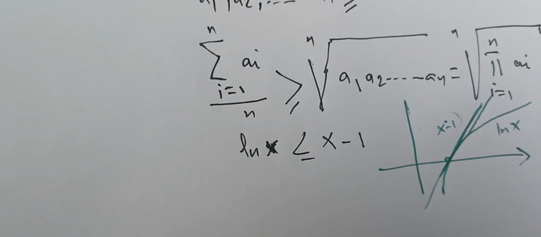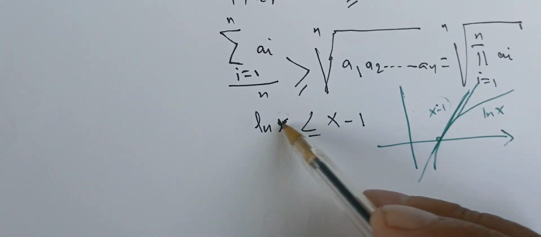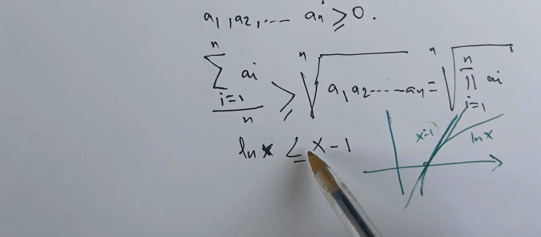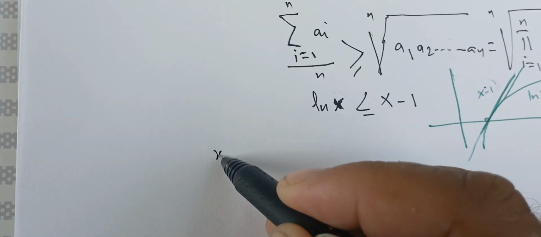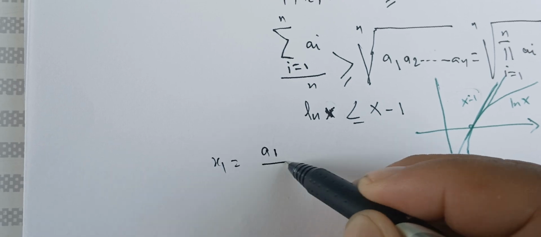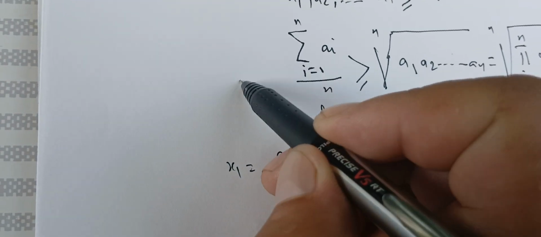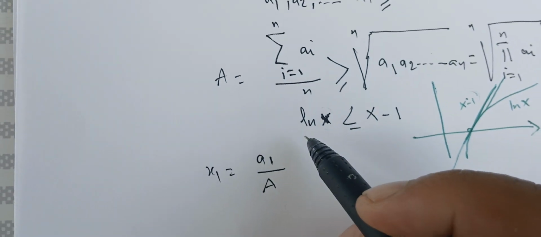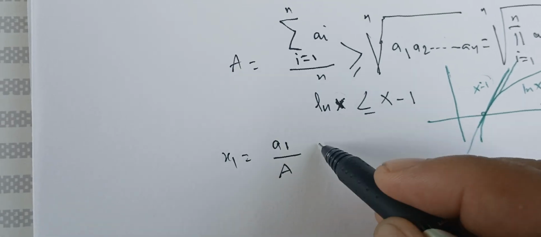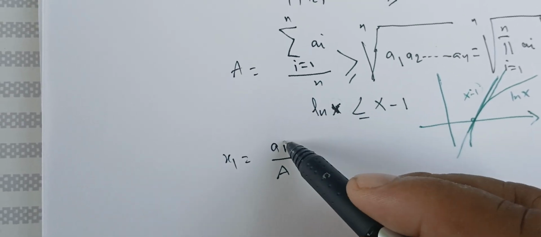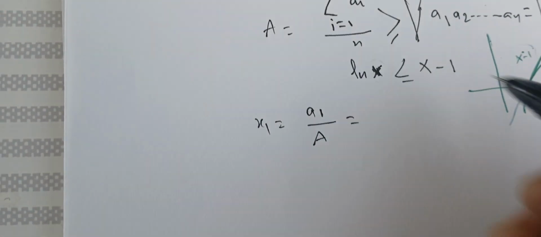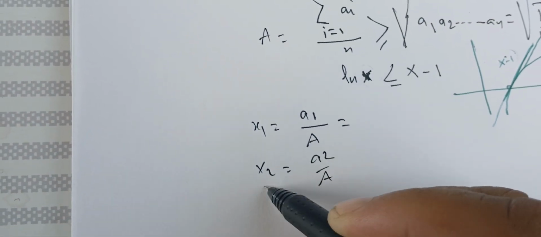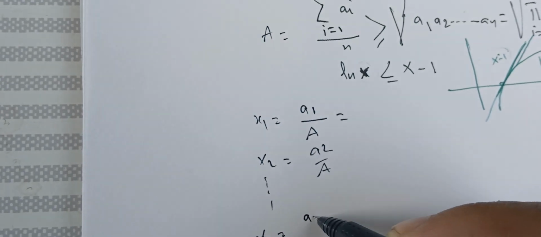Okay, so the key here is we're going to use this one here to prove this result. So that means, what are the x's that we can choose to make this one work? One good way is that if we let x1 be A1 over A, where A is this one here. A is the arithmetic mean. So that means x1 is A1 over A. Now if we do the same thing, x2 is A2 over A, and xn is AN over A.